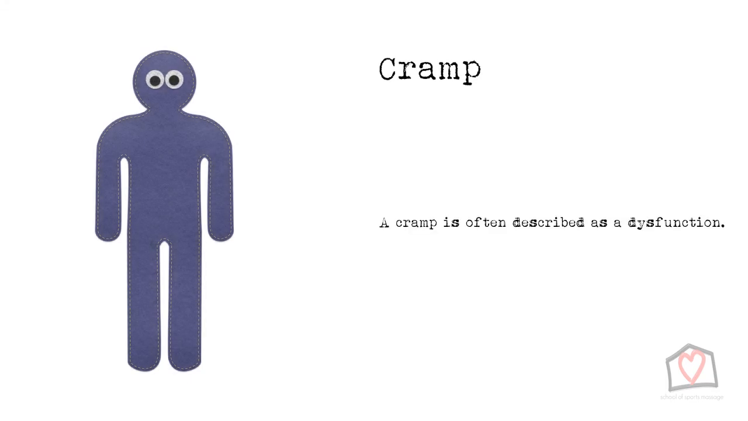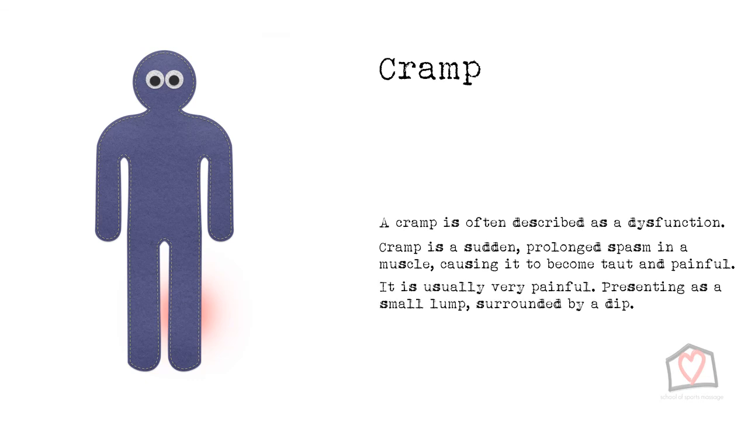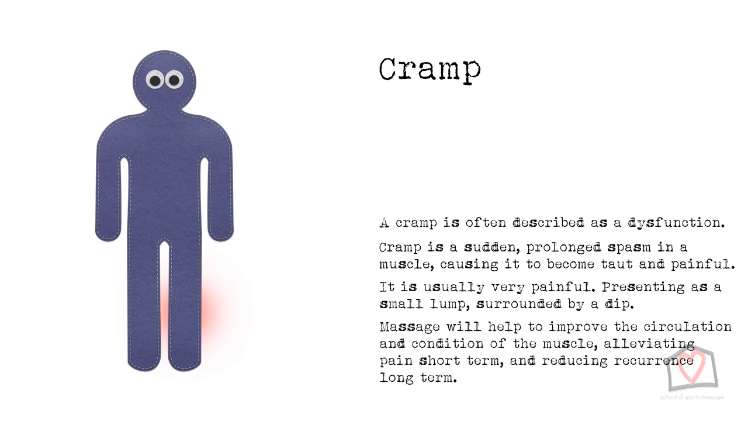A cramp is often described as a dysfunction, especially where repetitive. Cramp is a sudden, uncoordinated, prolonged spasm in a muscle, causing it to become taut and painful. It will usually present as very painful, with a small lump surrounded by a dip. Massage will often help to improve the circulation and condition within the muscle, and therefore help to alleviate pain short term and reduce the recurrence long term.